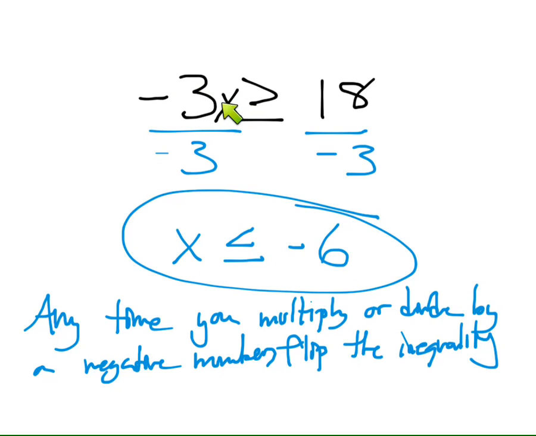If I plug in negative 10 for x, negative 3 times negative 10 is positive 30. That's greater than or equal to 18. That works. So x in this case has to be something less than or equal to negative 6, because I divided by a negative 3, I flip the inequality symbol. Just flip it the other direction.